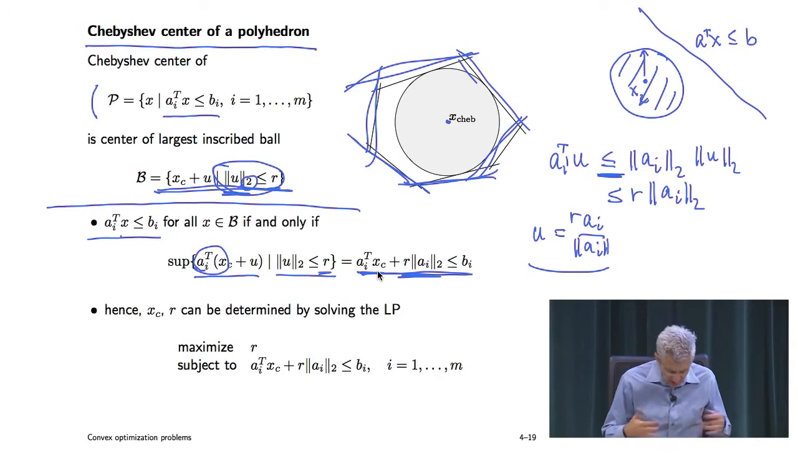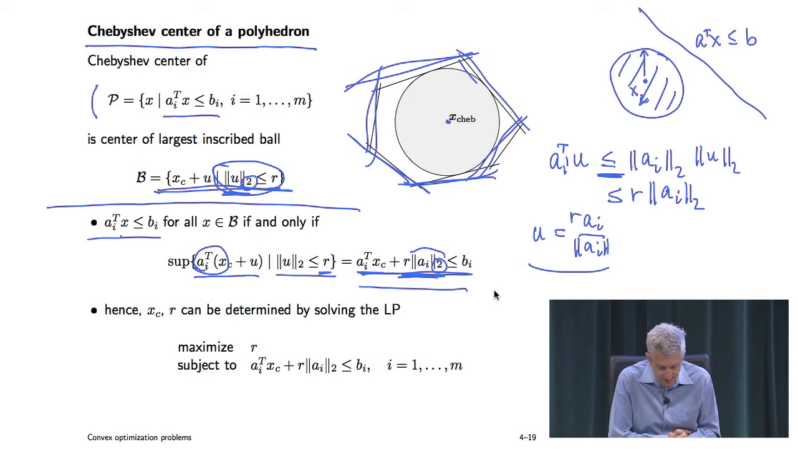Again, it doesn't look like a linear inequality, because we see this too. But we take a deep breath and stare at this for a while, and we realize that, sure, that's a 2 norm, but its argument is a constant. This is a number. And if we think of just xc and r as the variables here, that's a linear inequality. So we have a linear program. It says we should maximize r, that means find the largest radius, subject to this constraint.